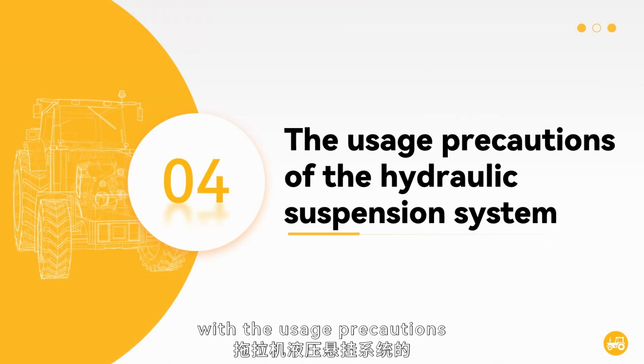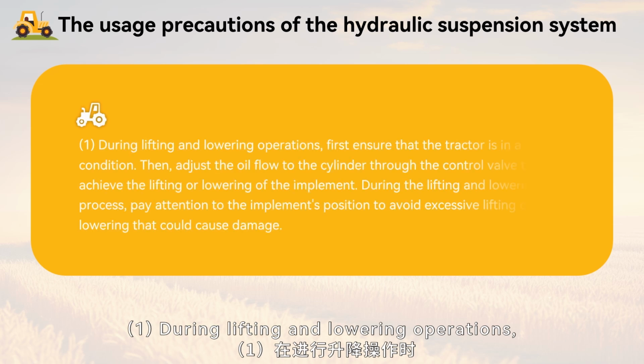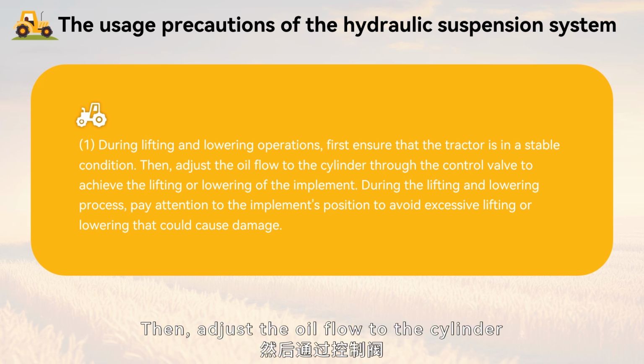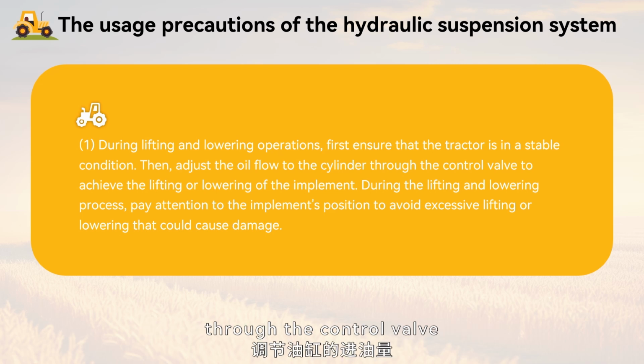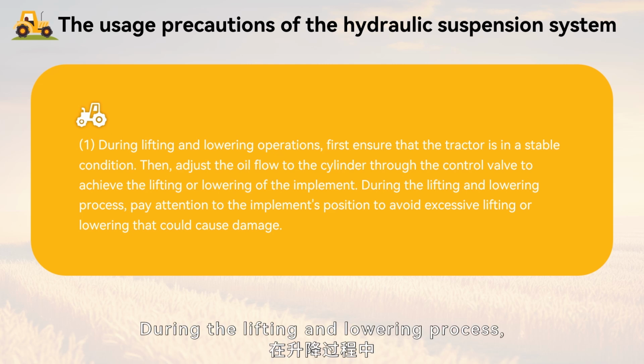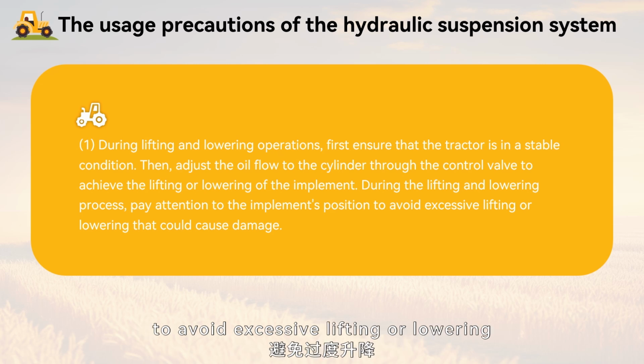Let's continue with the usage precautions for the hydraulic suspension system of tractors. 1. During lifting and lowering operations, first ensure that the tractor is in a stable condition. Then, adjust the oil flow to the cylinder through the control valve to achieve the lifting or lowering of the implement.